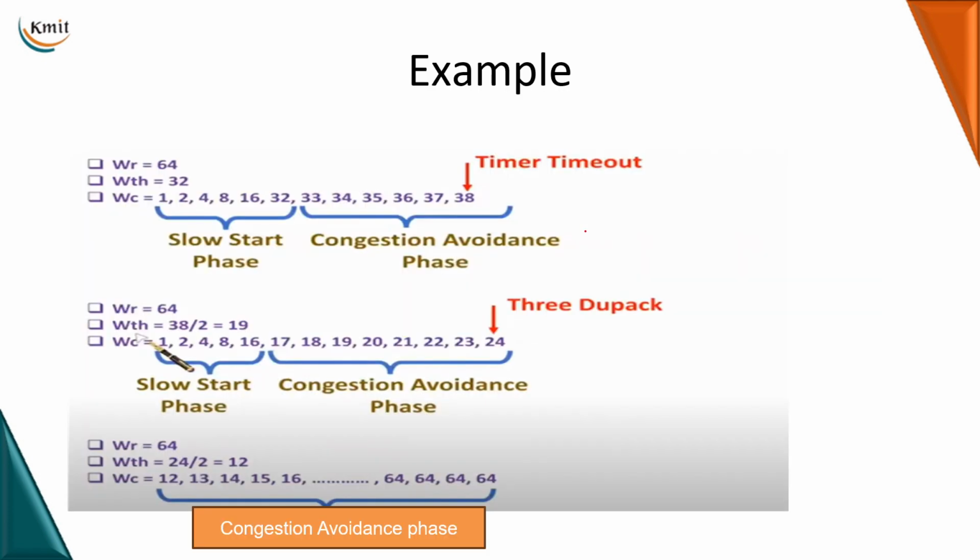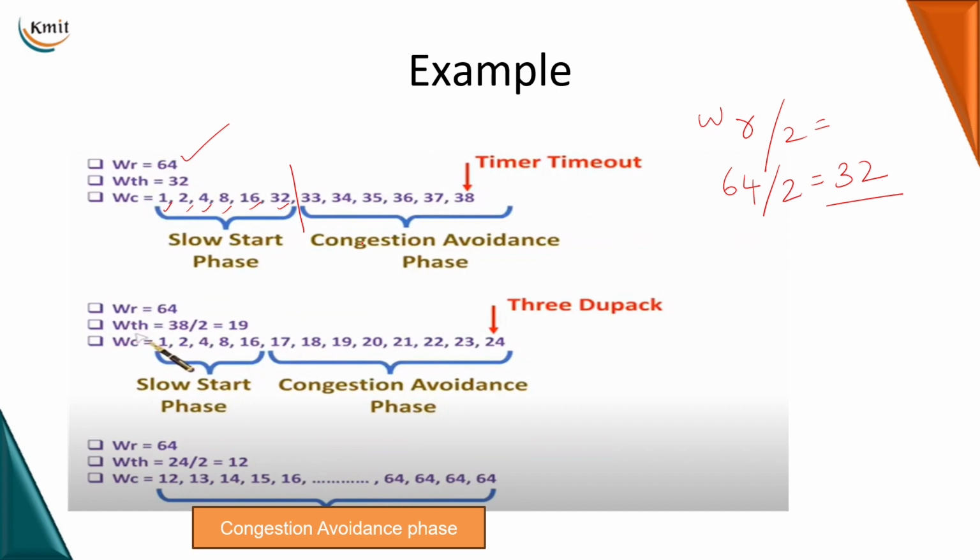Let us take a numerical example to understand the slow start phase. For example, I have taken the receiver window size as 64. What will be the threshold? The threshold is the receiver window size divided by 2. So the receiver window size is 64, and the threshold value will be 64 by 2, that is 32. That means in the slow start phase I can send TCP segments starting from 1, 2, 4, 8, 16, 32, and I have to stop at 32 because I have reached the threshold value. If I continue to grow exponentially without observing the threshold value, obviously it will lead to congestion.